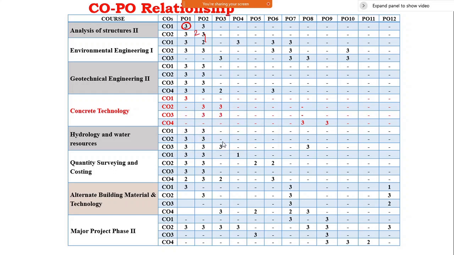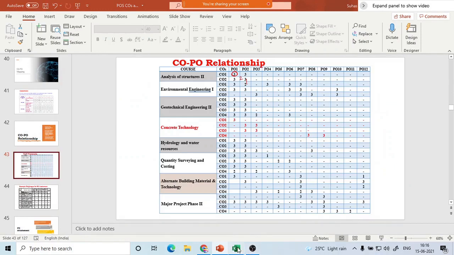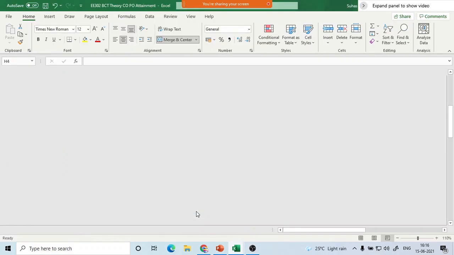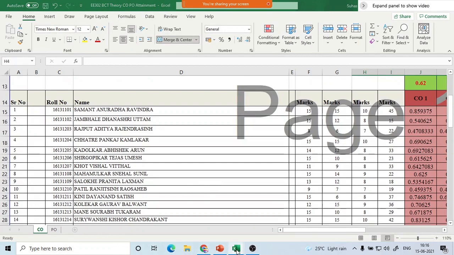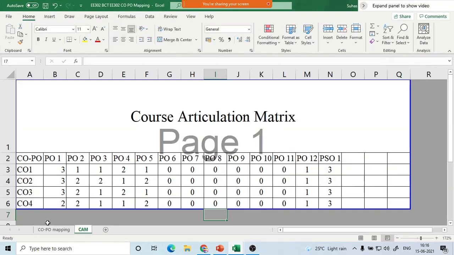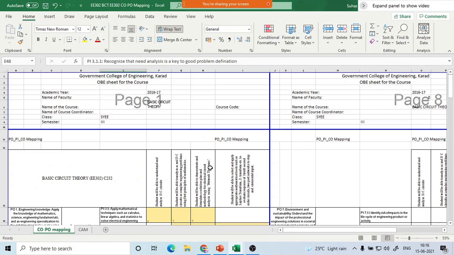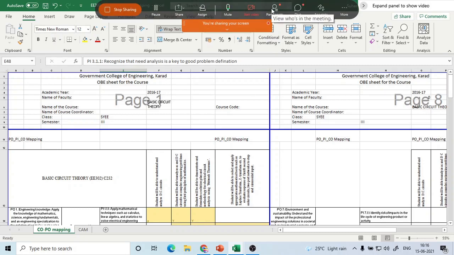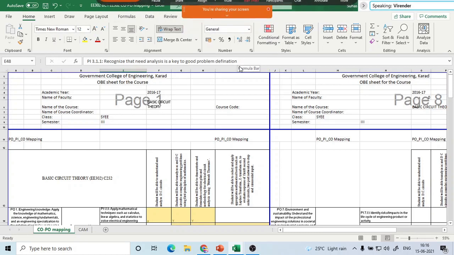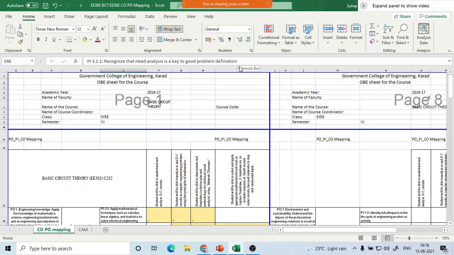I can just come back to my Excel sheet so that I can give a brief idea about this. This is the CO-PO mapping. So do you have any questions? I can take a few questions and then we'll move towards the next part of it. Sir, can you hear me? Yes, sir, you are audible. Is there anyone having any doubts or questions till that point? So that I can take a few questions and then I will continue the rest of the session.